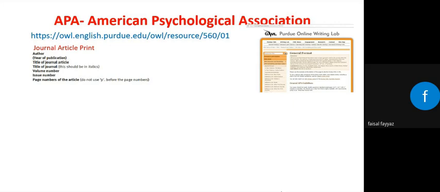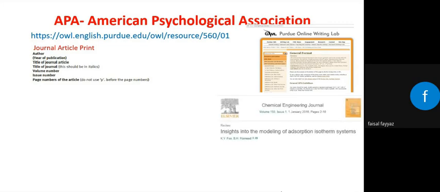So it's just like a set of protocols of every journal, a set of protocols of every worldwide standard-based organization which follows that thing. So these are some of the formats. When we talk about Chemical Engineering, general insights in the modeling of adsorption isotherm systems, you can see it has its own styles.